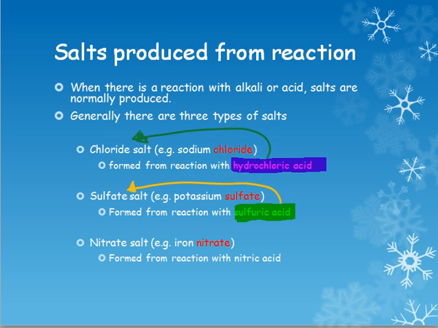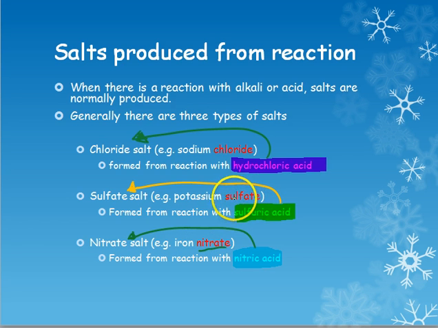And the last one, we have our nitrate salt. It's generally formed when a reaction occurs using nitric acid. So nitric acid produces nitrate salt. How do you know it's a nitrate salt? The name ends with nitrate.